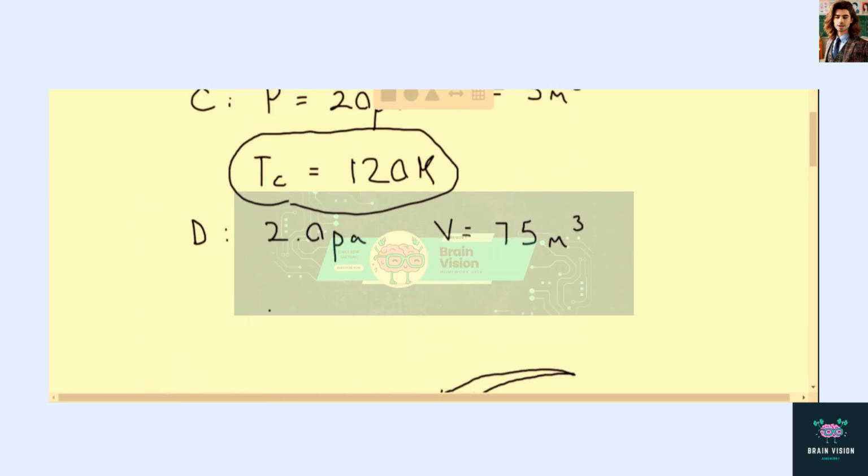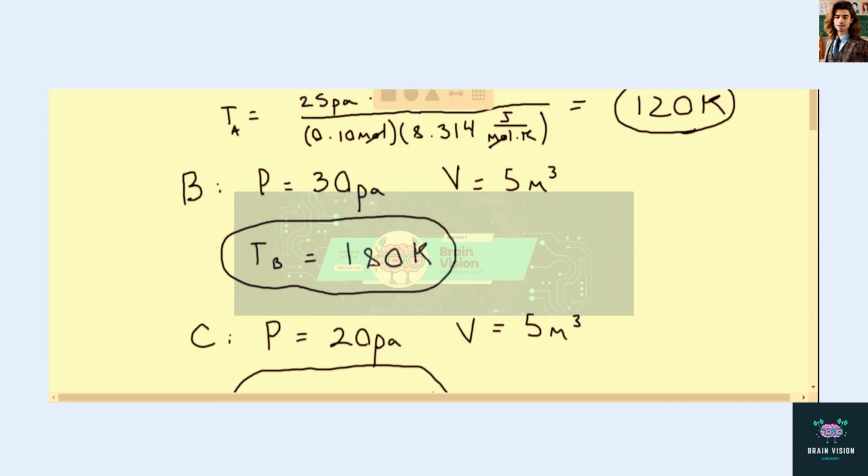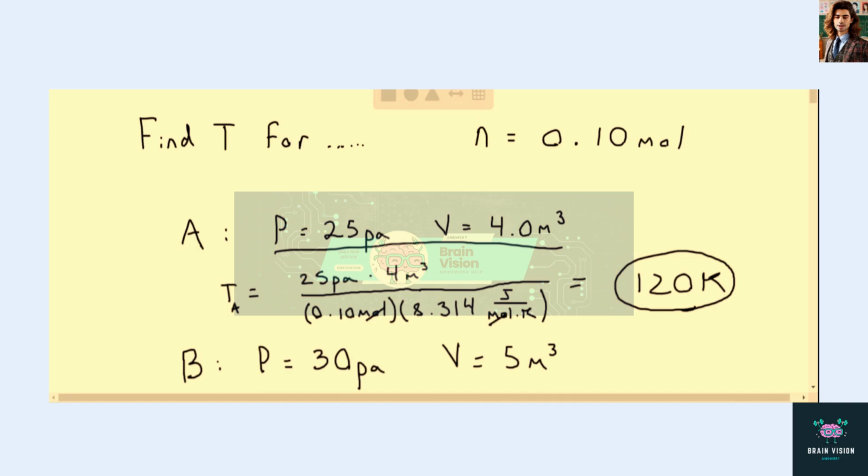And then finally, we do the exact same calculation for D, and you should end up with a value of 180 Kelvin. Which again is the exact same temperature as part B, but for a different pressure and volume. So there you go. Using the ideal gas law, we just calculated the temperature of 4 different gases for which we knew the number of moles of gas, the pressure, and the volume.